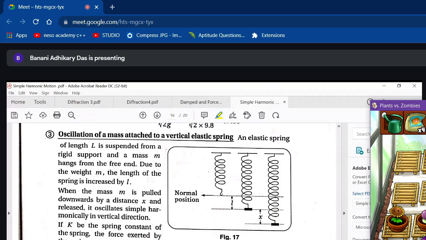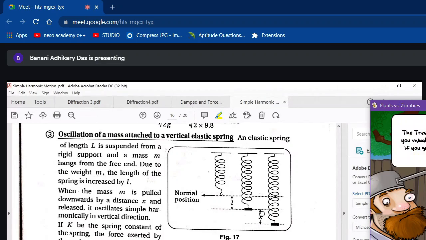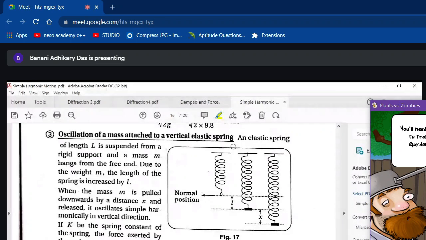Okay, if you have already drawn this figure, now look at this elastic oscillation of a mass attached to a vertical elastic spring. So this is your normal position of the spring. Now you attach a mass to this spring, so it gets elongated by some distance L. Please try to concentrate here. See this mass M.